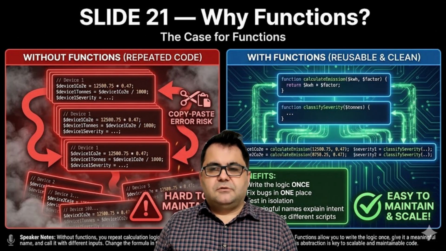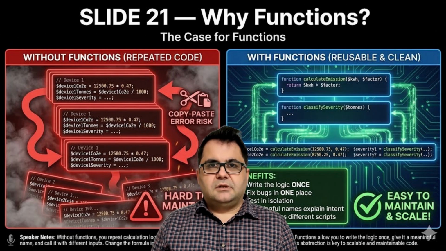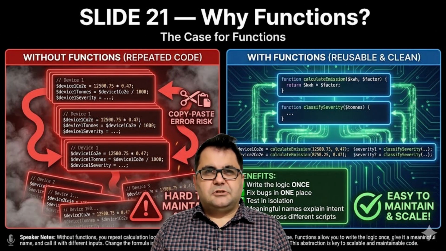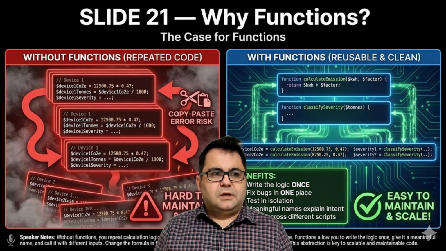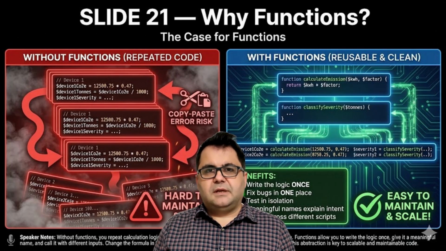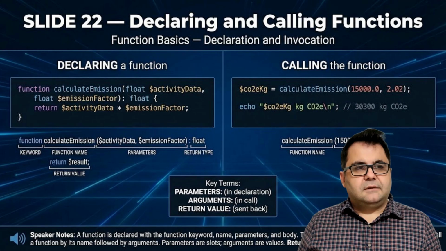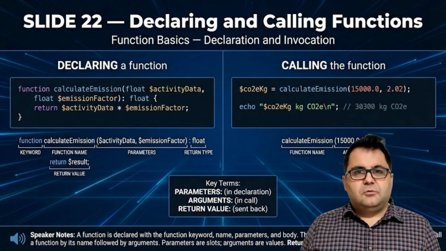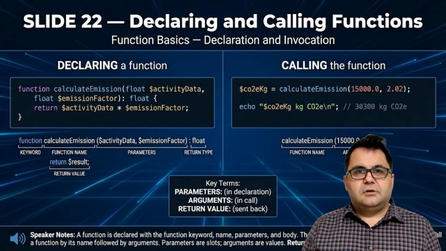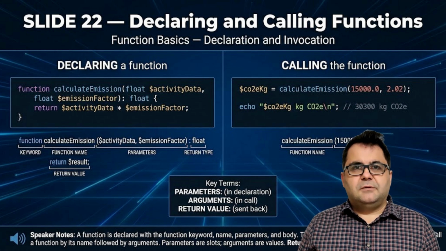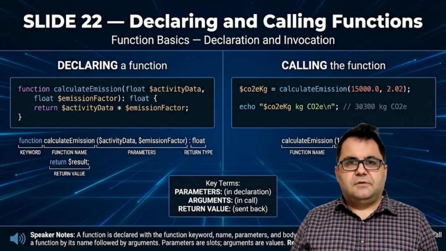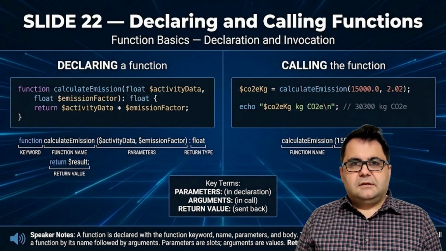Functions also give meaningful names to operations. calculateEmission tells you what's happening, while kWh times 0.47 requires you to figure out the intent. This is the most important concept in programming: abstraction through reusable code. A function is declared with the function keyword, a name, parameters in parentheses, and a body in curly braces. The return statement sends a value back to the caller. You call a function by its name, followed by arguments in parentheses.